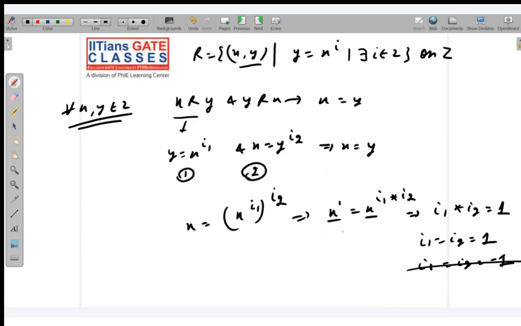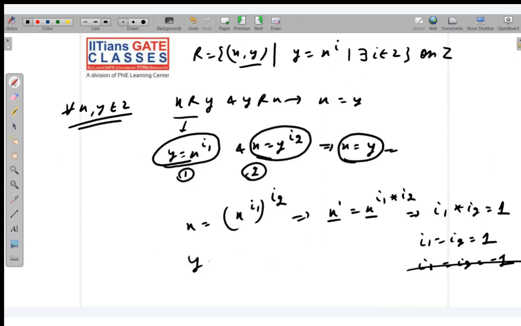So directly, indirectly, what does this mean? When i1 is equal to i2 is equal to 1, y is equal to x power i1, so y is equal to x, or x is equal to y power 1, so x is equal to y. Both are one and the same thing. So the final conclusion is x is equal to y. And you can do it the other way around also. For example, in terms of y, you can also find.